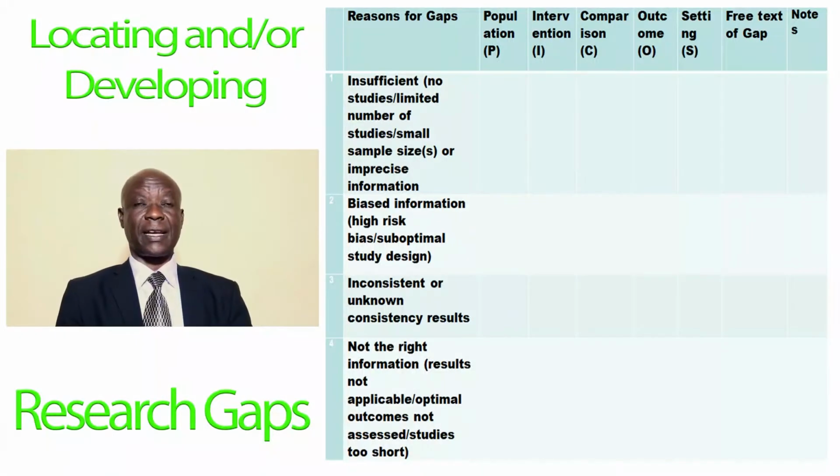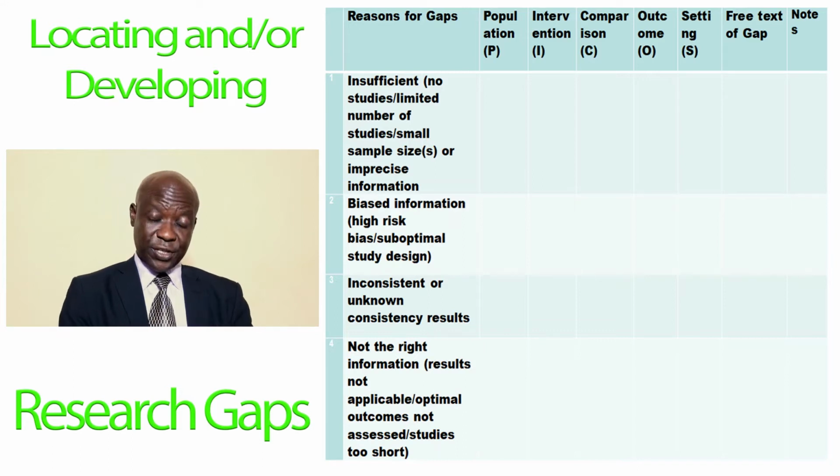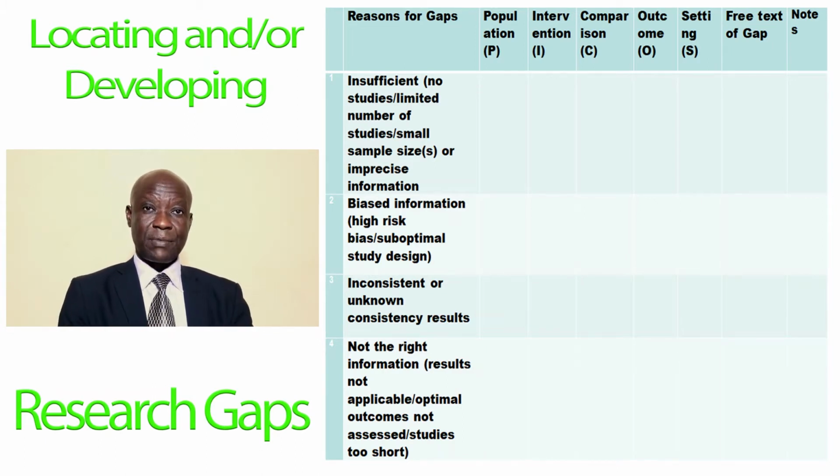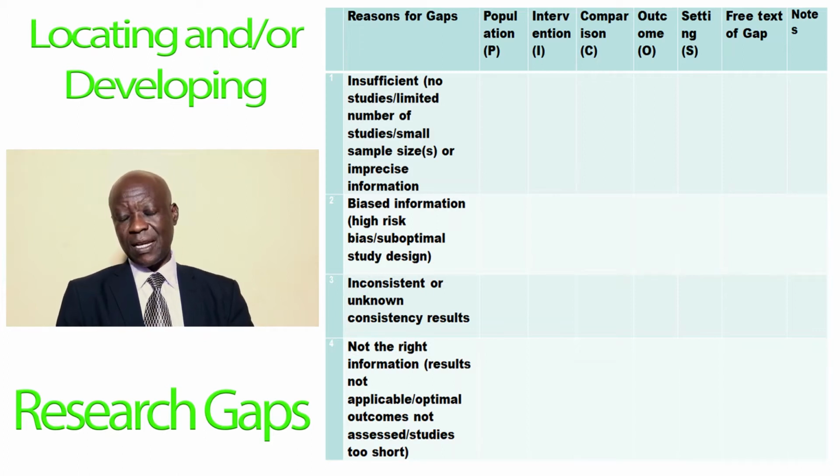So as you can see, the research gaps are based on a number of things like insufficient or no studies in that area, or limited number of studies. That's what we have now in the rows here, where you have small samples and so forth. You can actually challenge the current study, and you can base your research gap there. And of course, the other aspect will be in terms of imprecise information or biased information. And here we'll be talking about high-risk bias or suboptimal study design. And of course, the other aspect will be inconsistent or unknown consistent results.